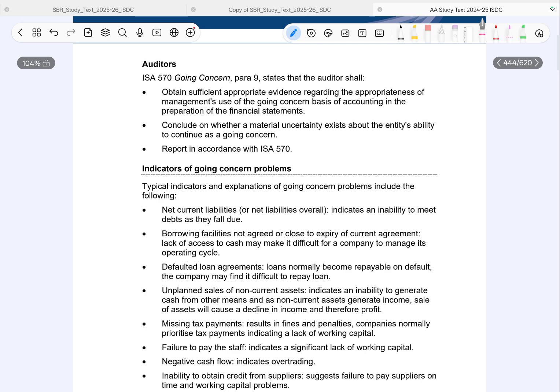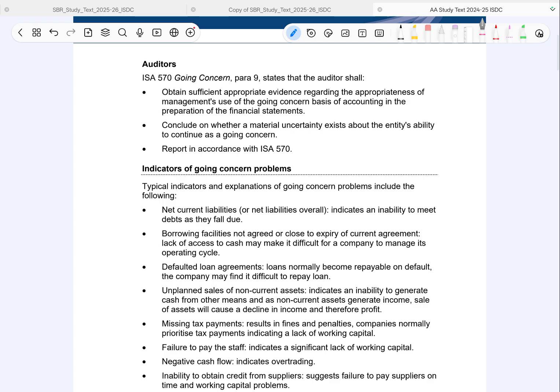So let's shift to the auditor's responsibility now for going concern. The auditor's job is not to make the decision, but to evaluate whether management's decision is reasonable. According to ISA 570, the auditor has three main responsibilities. First, gather sufficient appropriate evidence to check whether management's use of the going concern basis is appropriate. Second, conclude. Is there a material uncertainty about the company's ability to continue? And third, report appropriately in the audit report.